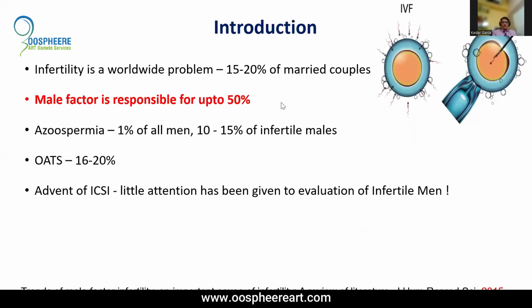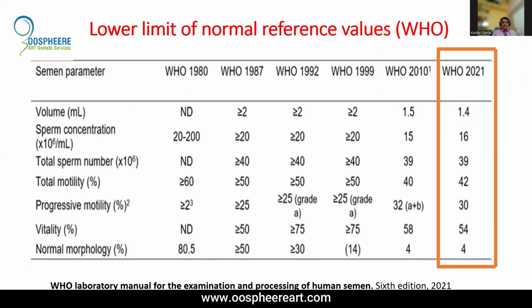We know that male factor is responsible for about 50% of all your OPD patients, whether directly or indirectly. Directly, it is about 30%, and indirectly it is associated with unexplained infertility, PCOS, tubal blockage. So it becomes up to 50%.